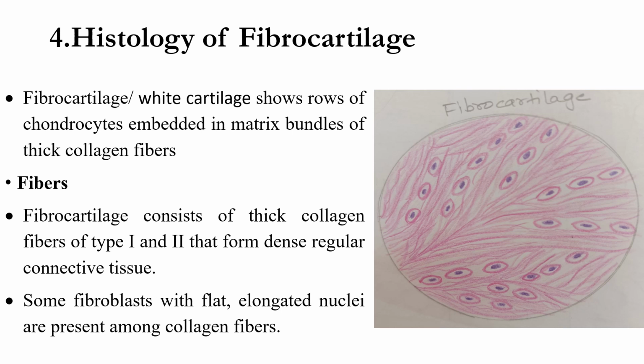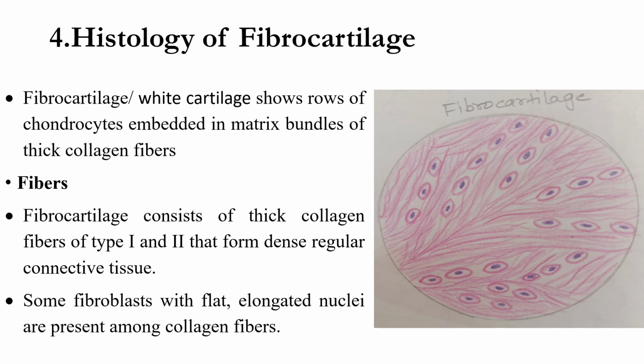Fourth type of cartilage is fibrocartilage. So fibrocartilage appears white in color, and in this, as we can see in the diagram, there are rows of chondrocytes embedded in the matrix, and matrix has abundant amount of thick bundles of collagen fibers. So here the fibers are mainly type 1 and type 2 collagen fibers, and if we see the arrangement of the collagen fibers, it is more like that of dense regular connective tissue.